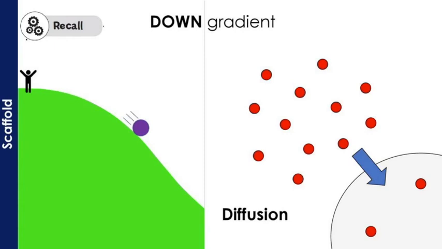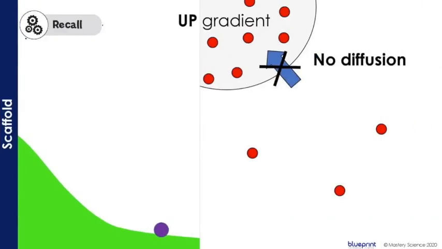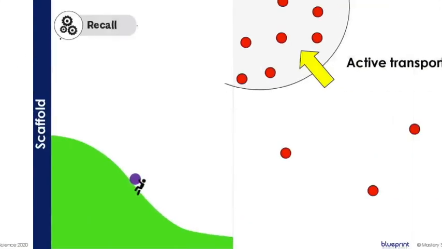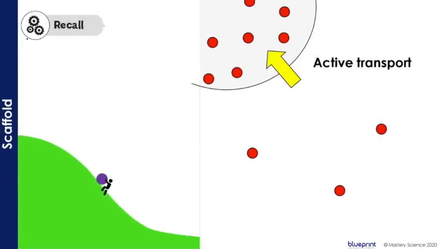That's like diffusion. It's a passive process. We're going from high to low concentration. But obviously we can't go from low to high concentration, because that would be like a ball rolling up a hill. That requires energy, like a person pushing up the ball, and that's active transport.